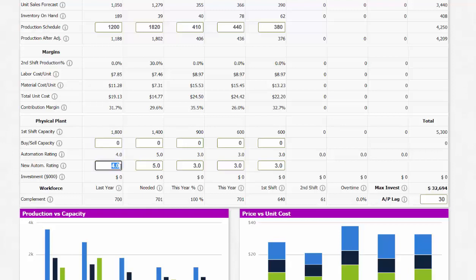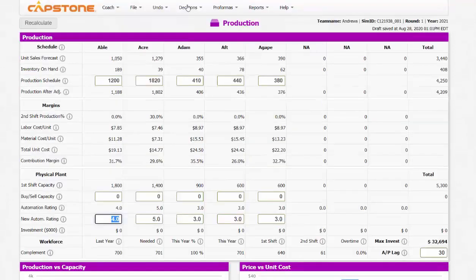Then we have automation here. Automation makes your line run more efficiently, and it's an indication of how many machines are doing the work versus laborers. Fewer laborers means less production costs, which means higher margins for you. However, if you automate more, it does increase the times that your products need to be in R&D for revisions.